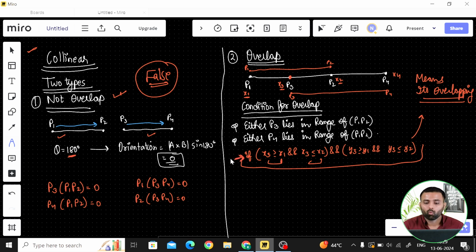I have written just the one condition where P3 lies in P1, P2. The same condition we have to write for the other case also, like whether P4 lies in the range of P1, P2. Either of these two values should lie in the other line segment. Only in that case do we say yes, your line is collinear and also overlapping. If it overlaps, we just have to return true in that case also. I hope you understand till now.